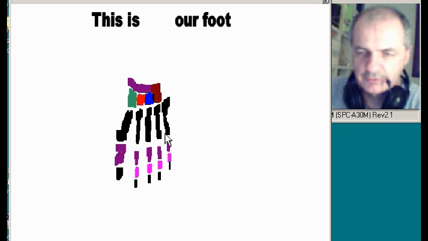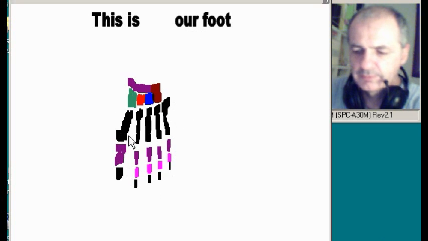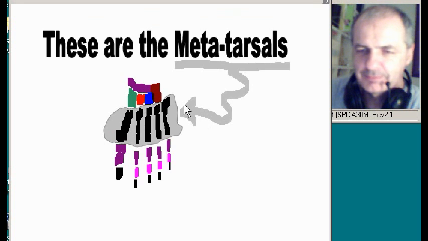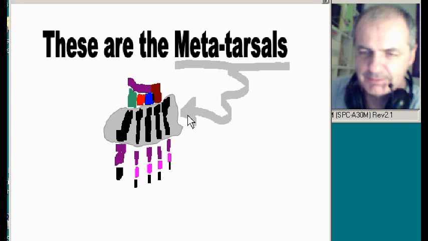This is our foot. And these are the tarsals right here, the tarsals. These are the tarsals. And over here, these are the metatarsals. Not just tarsals, they're metatarsals.